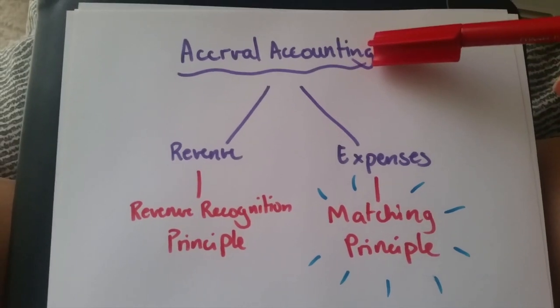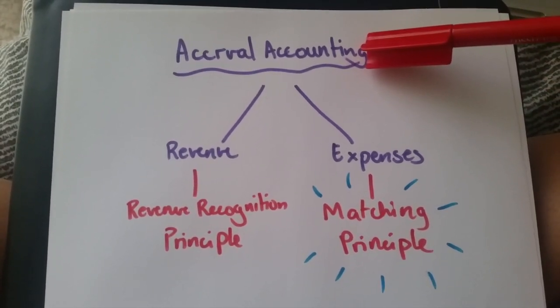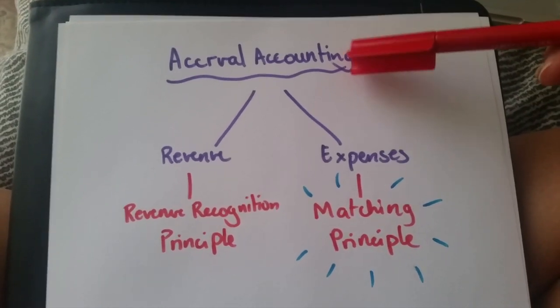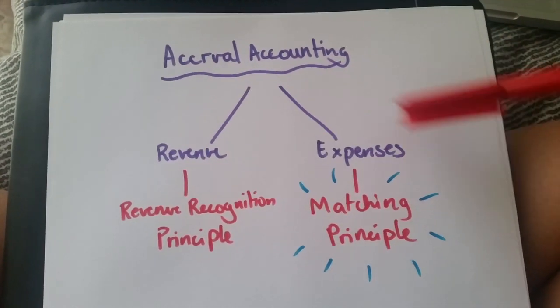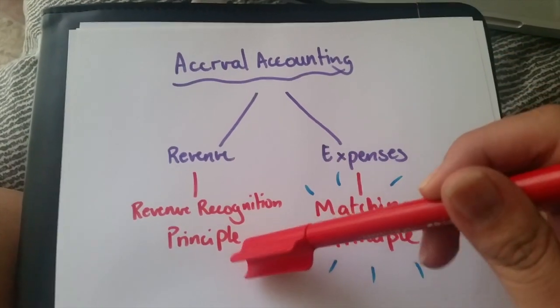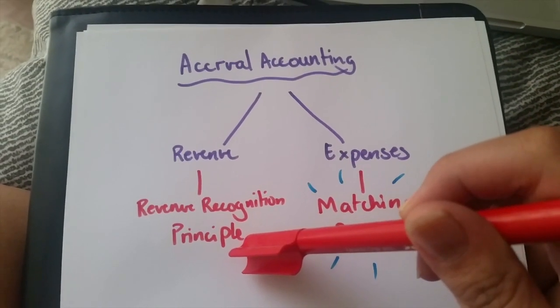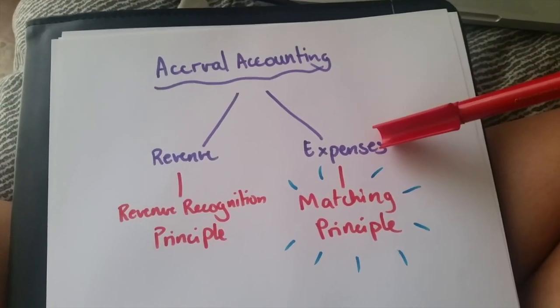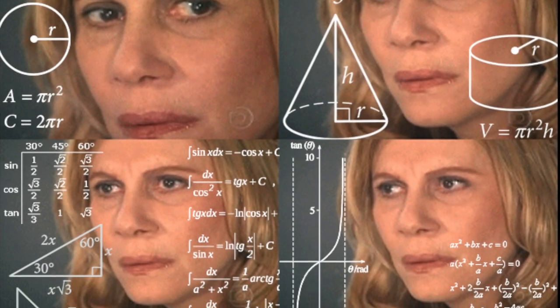The accrual accounting method is one method accepted by the generally accepted accounting principles. It has two halves. You have revenue and expenses. Revenue is governed by the revenue recognition principle, which is not what we're covering today. But we are covering the matching principle, which governs expenses. I know what you're thinking.